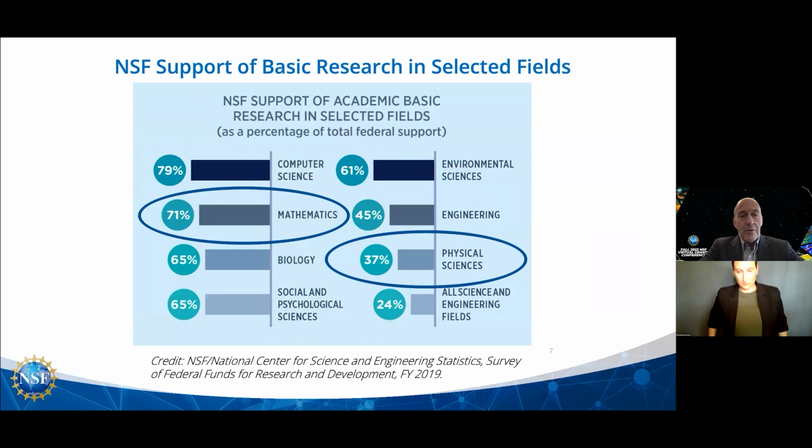All right. So before we get into a little bit more numbers about NSF funding, this slide has an overview of NSF support of basic research in selected fields. If we look at the 37% for physical sciences, roughly speaking, NSF funds 30% of the basic research in physical sciences in the country. NSF supports 71% of the basic research in mathematics and 79% in computer science. So you can see that how much individual investigators rely on NSF depends a lot on their discipline.